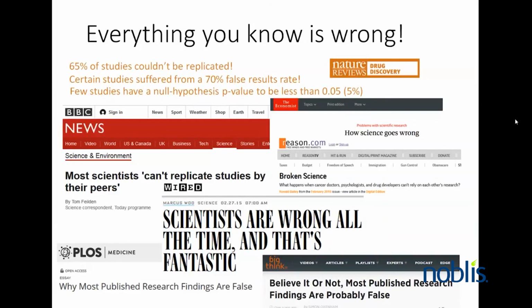75% of medical studies suffered from a false positive outcome. Can you imagine? Especially medical studies. There's this, everything you know is wrong. There's this, scientists are wrong all the time, and that's fantastic.